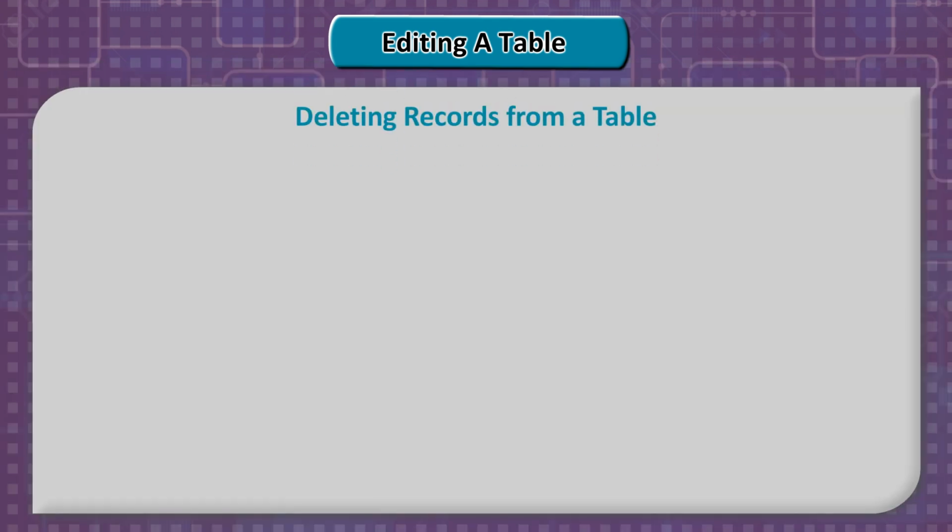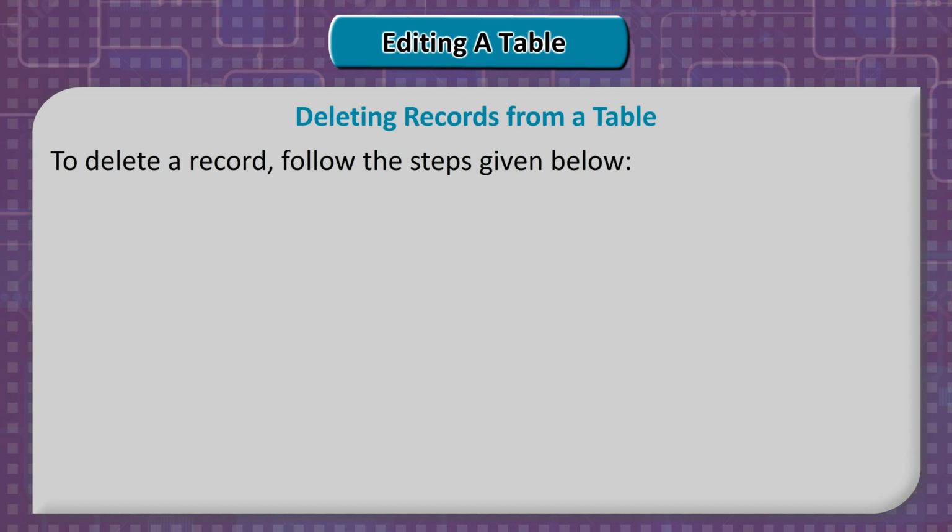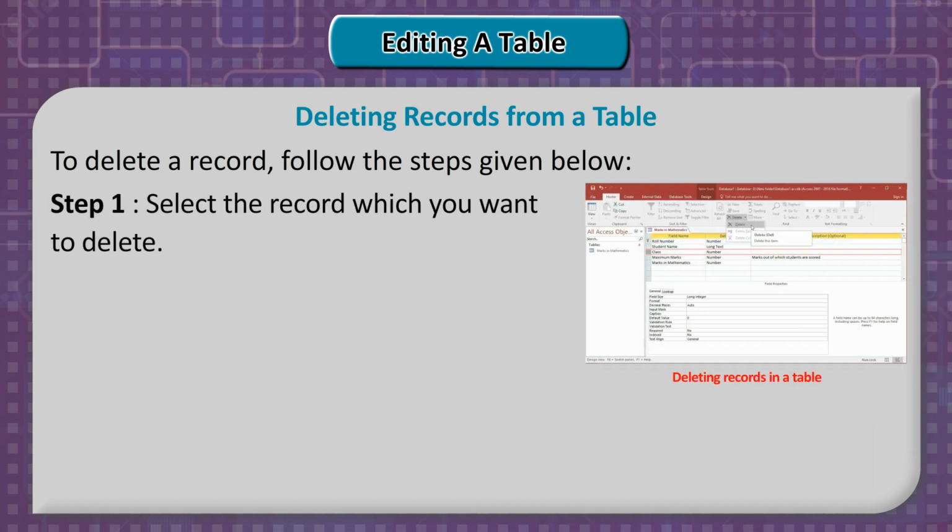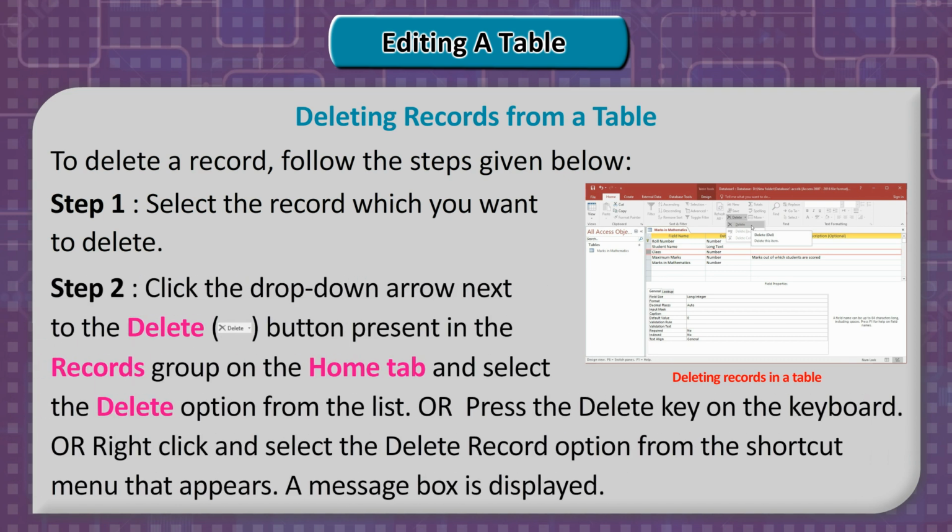Deleting records from a table. To delete a record, follow the steps given below. Step 1. Select the record which you want to delete. Step 2. Click the drop-down arrow next to the Delete button present in the Records group on the Home tab and select the Delete option from the list.